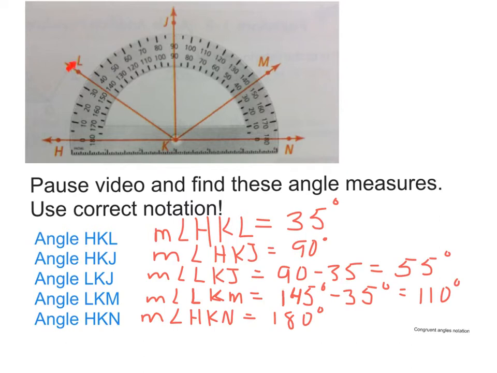LKM, that's this angle in here, is going to be, if we go this way, 145 degrees. And we're going to subtract out 35 degrees, and we end up with 110 degrees. And the measure of angle HKN, HKN is this straight line. The straight line is 180 degrees.